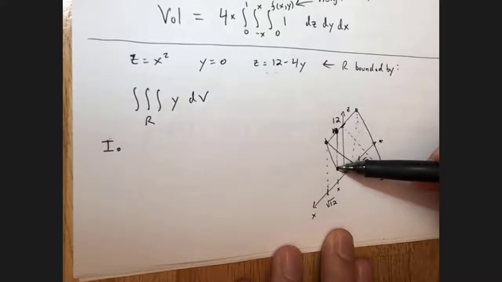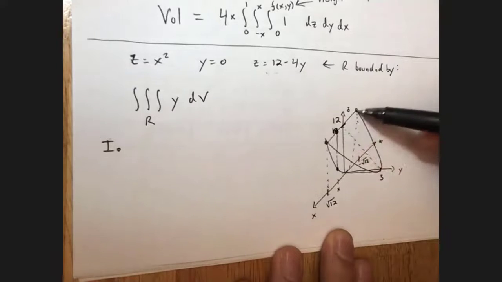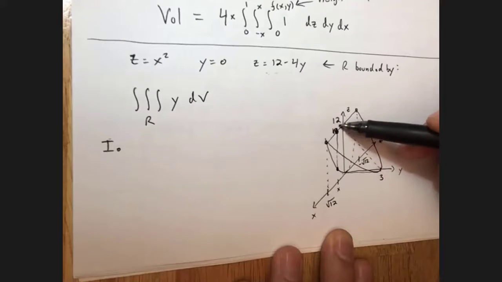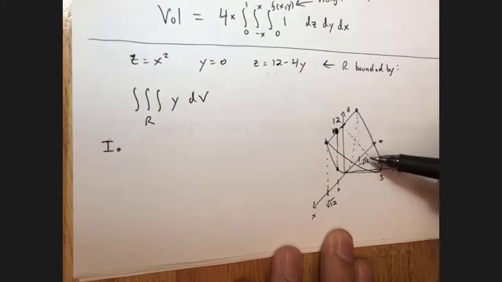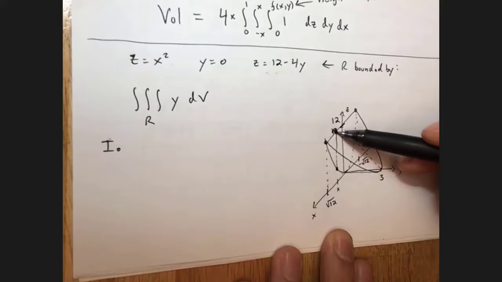So what's the lowest point? Well, that's a point on the parabola. So z is starting at x squared, right? That's what z was given by here, and going up to this line. Well, this line is just 12. So for each x between negative root 12 and root 12, z goes from x squared up to 12.